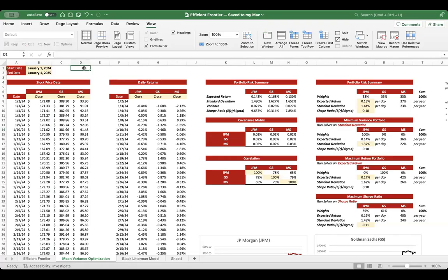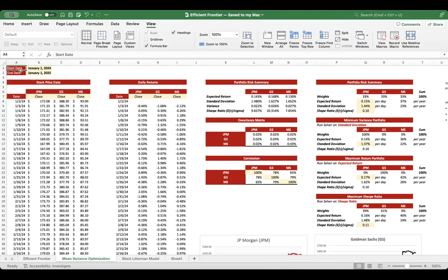Whatever we saw, which was what is return, standard deviation, Sharpe ratio, this all will come very handy in today's session. Okay. So the first thing is to get stock data. First step is always to get stock data, right? If you look at it, in our portfolio we have three stocks: JP Morgan, Goldman Sachs, and Morgan Stanley.